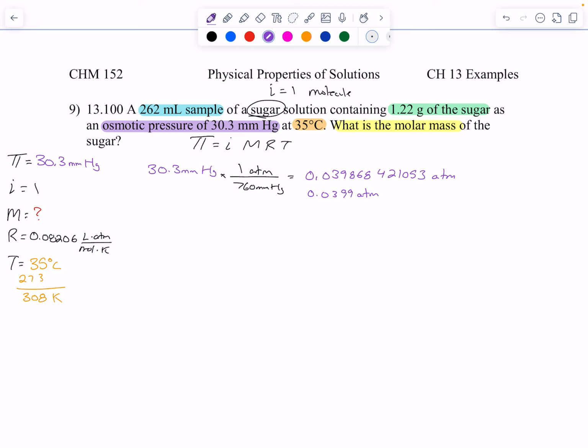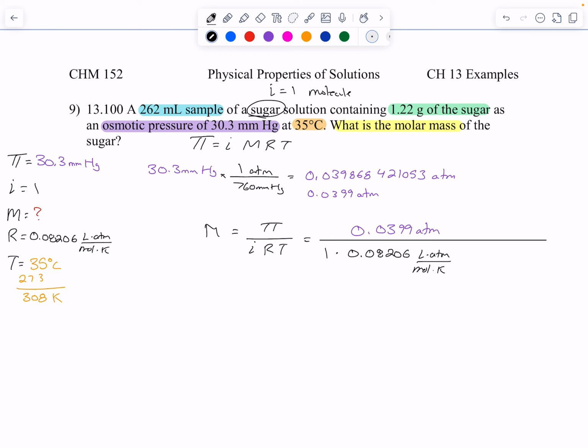All right, so now we can solve for M. The molarity would be equal to pi divided by iRT. So we'll take our 0.0399 atmospheres divided by 1, 0.08206 liters atmospheres per moles Kelvin, and 308 Kelvin. Of course, everything's multiplied on the bottom, but it has to be done first.